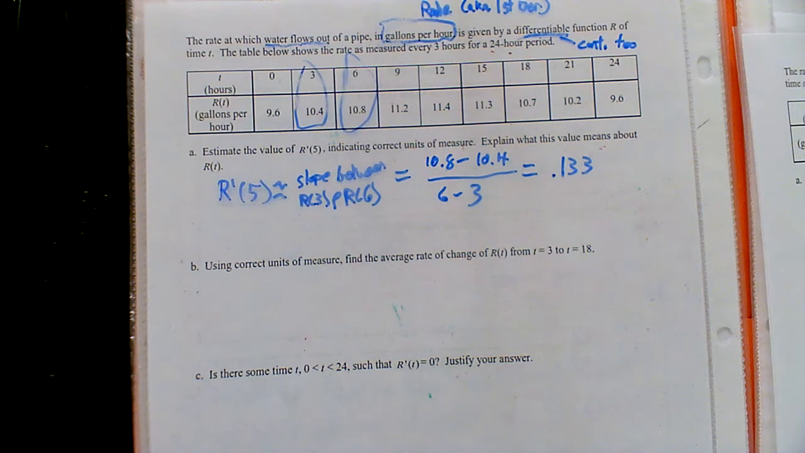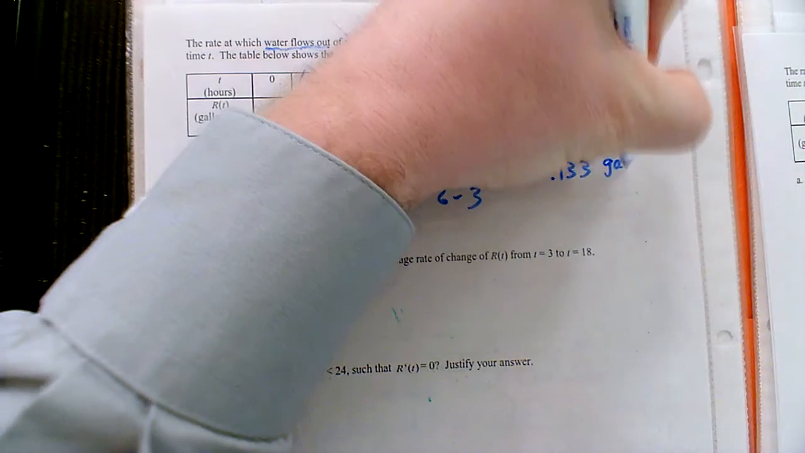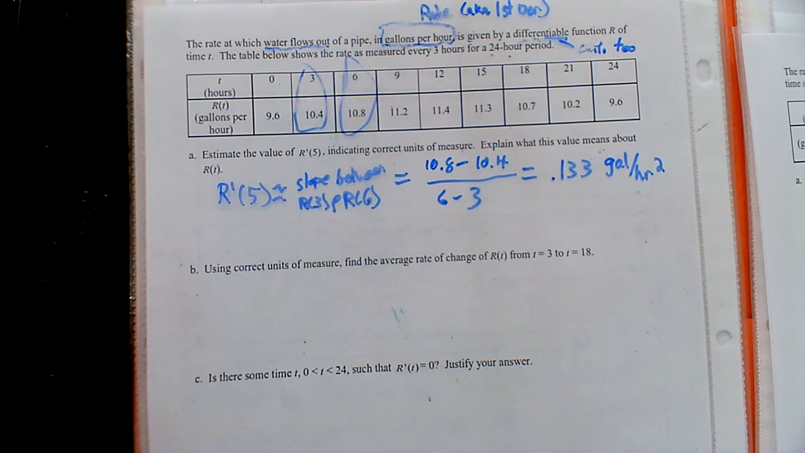Go ahead. It would be gallons per hour squared. Yeah, gallons per hour squared, because we're talking about the slope of that derivative. So gallons per hour squared. Very good.